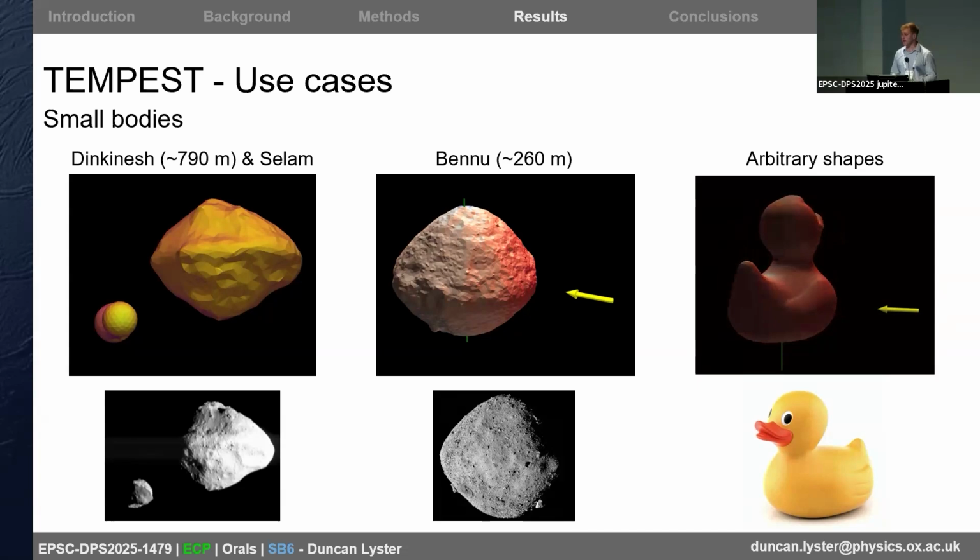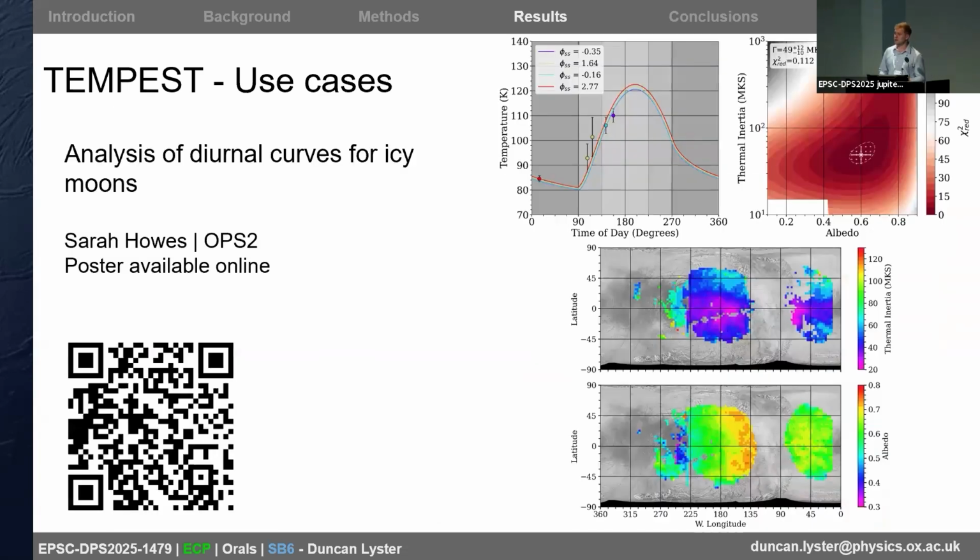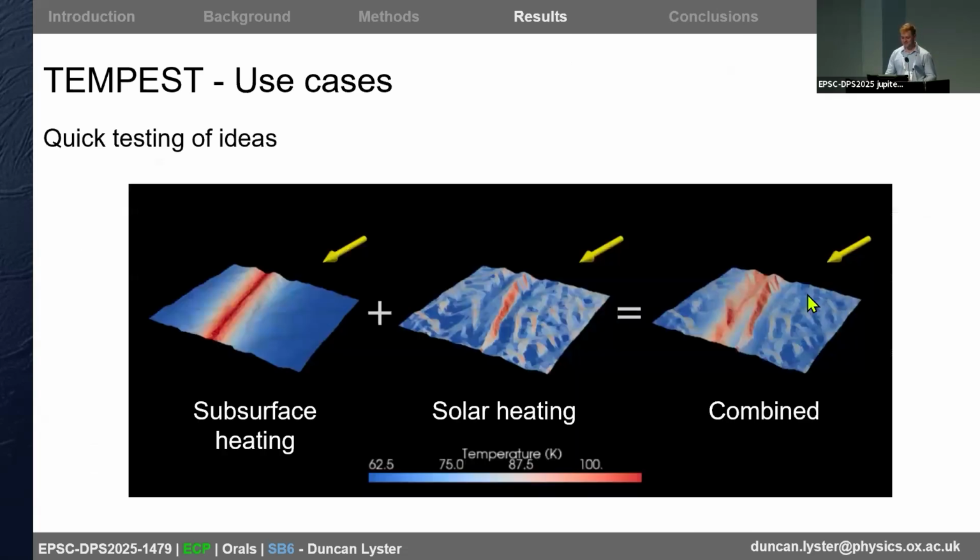Another one that I want to flag, unfortunately you've missed her poster, is from Sarah Howes, who's with us, a PhD student in my group. She has been looking at Europa and fitting thermal inertia and albedo values to Galileo measurements, and producing some really nice maps. Her poster is available online, so grab a photo of the QR code now if you would like that.